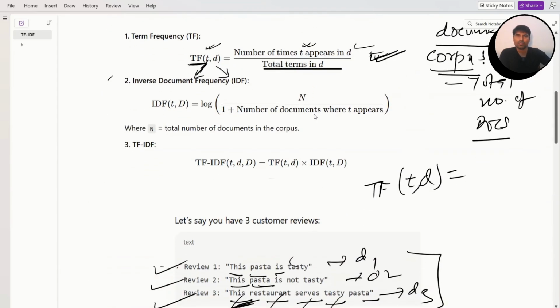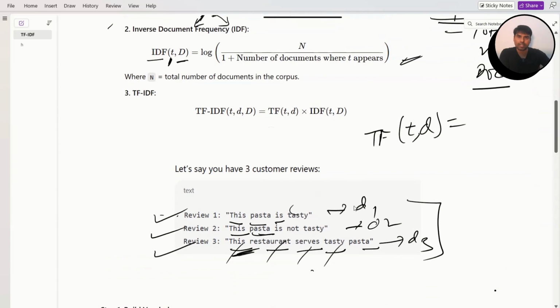How to find the IDF, right? This is the formula for IDF. To find the IDF of any keyword T in a given corpus. Here small d denotes the documents like D1, D2, D3. And this whole thing combined, D1 plus D2 plus D3, I'm calling it D, which is called the corpus.